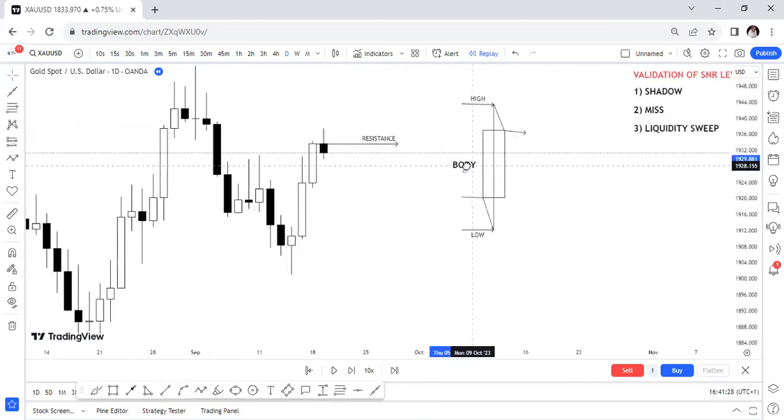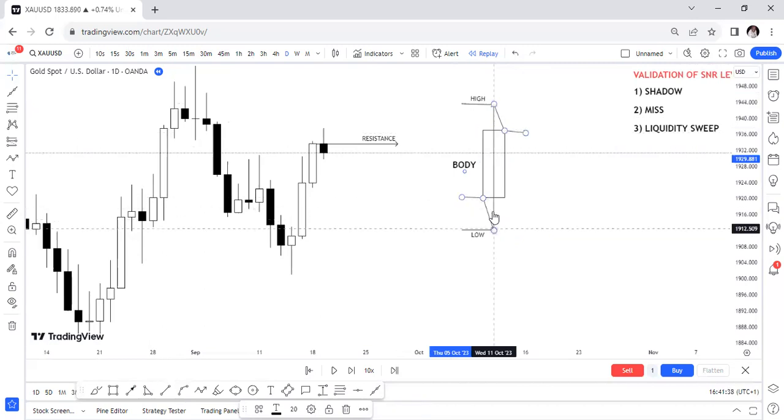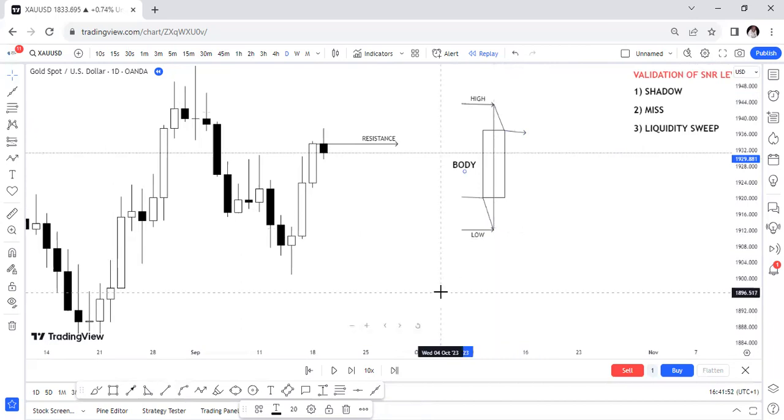This open to this close now represents the body. This place to this place represents what? The upper wick. Then from this low to the open here represents the lower wick. So the wicks are used as what? As a price rejection, rejection of prices up and down. They use it to manipulate prices up and down.